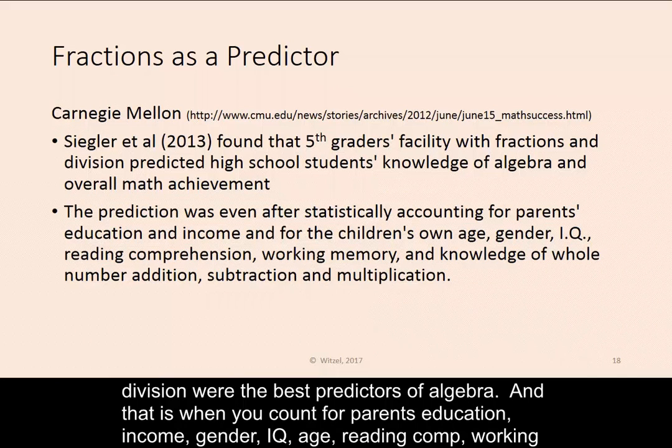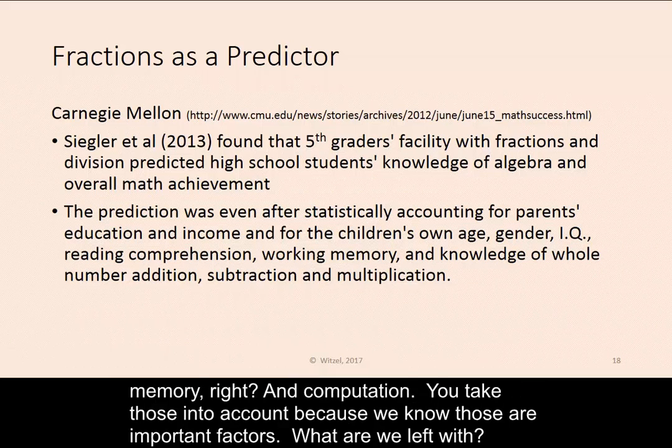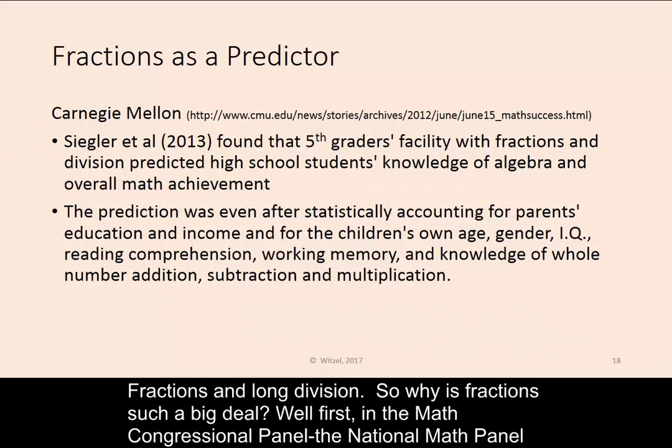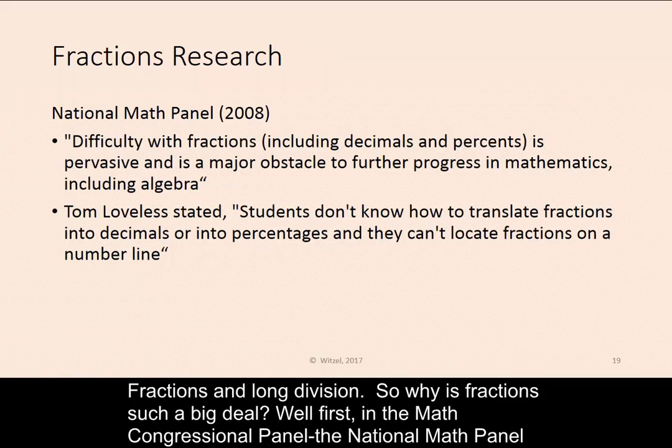And that is when you account for parents' education, income, gender, IQ, age, reading comp, working memory, and computation. You take those into account because we know those are important factors. What are we left with? Fractions and long division. So why is fractions such a big deal?